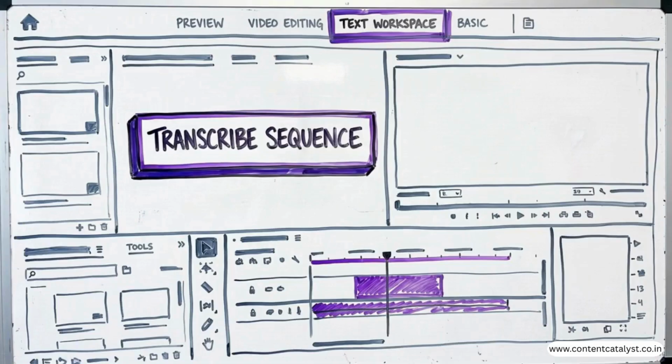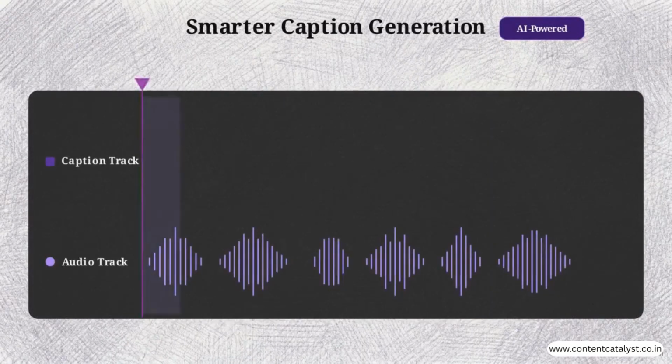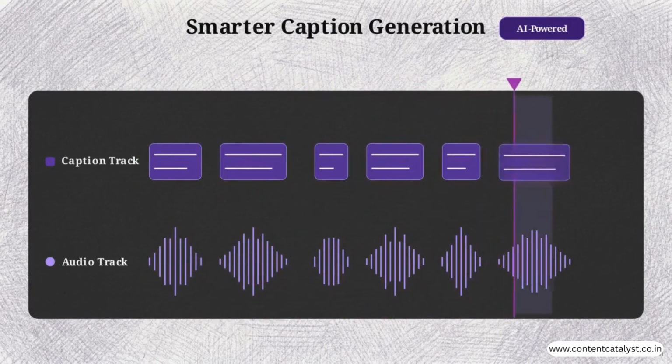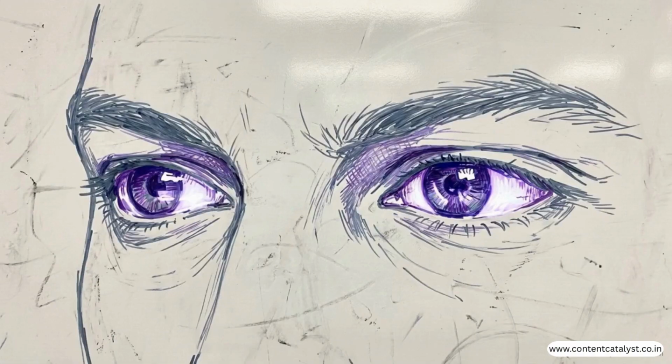To handle the captions, move into the text workspace. From here, you can initiate the sequence transcription and auto-captioning process. The software analyzes the audio track and generates synchronized text blocks across a new layer, matching the timing of the spoken words perfectly. Always perform a manual review of this text.